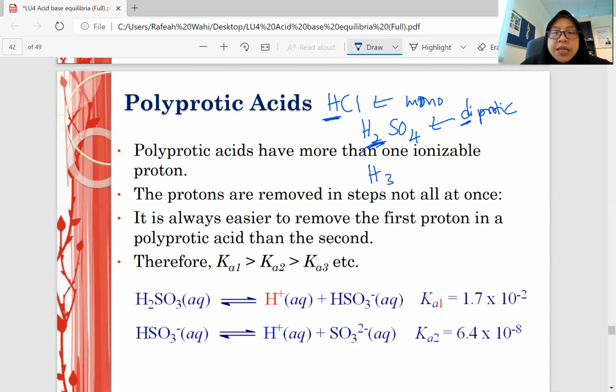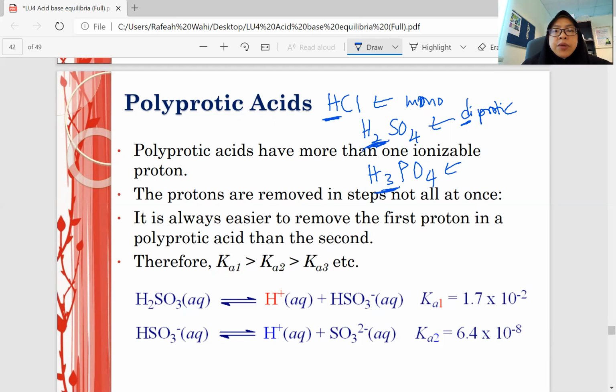What happens if we have H3PO4, phosphoric acid? This is also a polyprotic acid, the same as H2SO4. They are polyprotic acids because they have more than one ionizable proton. In this case, for phosphoric acid, you have three ionizable protons.